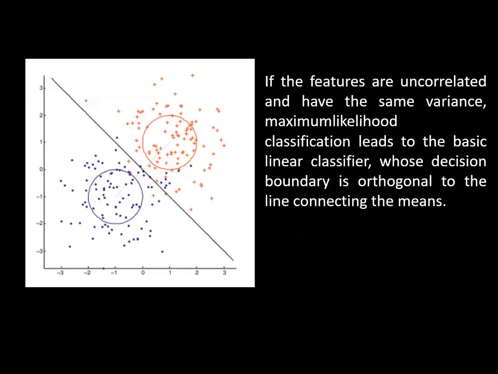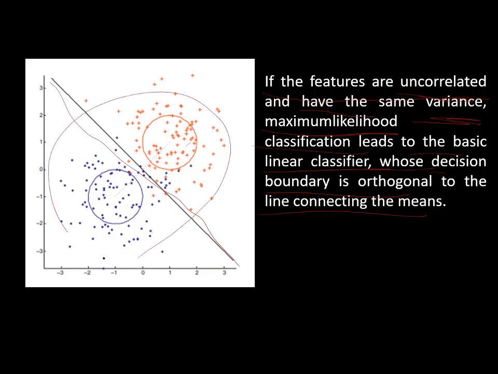If you apply the normal distribution, if the features are uncorrelated and have the same variance, maximum likelihood classification leads to the basic linear classifier whose decision boundary is orthogonal to the line connecting the means. This is the linear classifier.